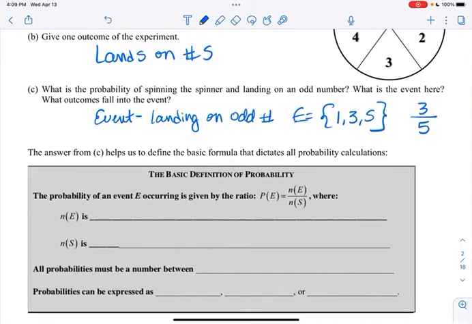We're going to write that basic definition down right here. The basic definition of probability: the probability of an event E occurring is given by the ratio. The probability of E equals the number of ways E can happen. So this top number, the numerator, is the number of ways to get that event, and the bottom is the total number of possibilities.